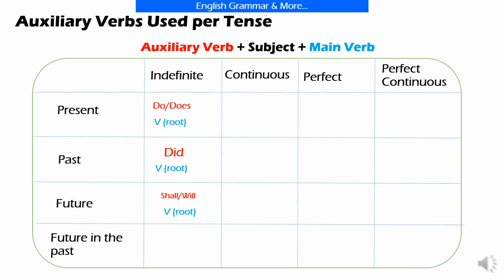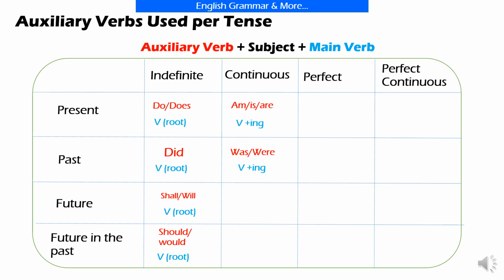If the sentence is in the future in the past tense, then as an auxiliary verb you will use should or would, and the main verb will be in its root form. If the sentence is in the present continuous tense form, then as an auxiliary verb you will use am, is, are, which are the present tense of to be, and the main verb in the sentence will be verb ing. If the sentence is in the past continuous tense form, then as an auxiliary verb you will use was or were, the past tense of to be, and the main verb in the sentence will be verb ing.